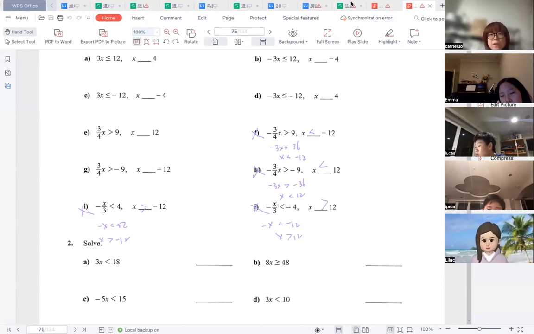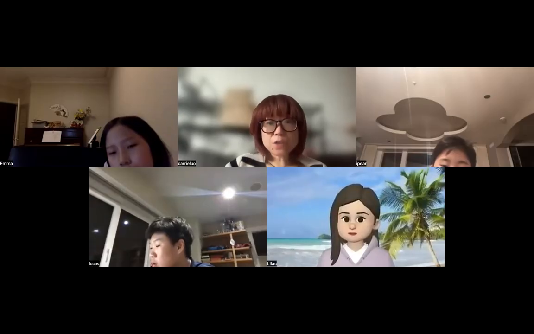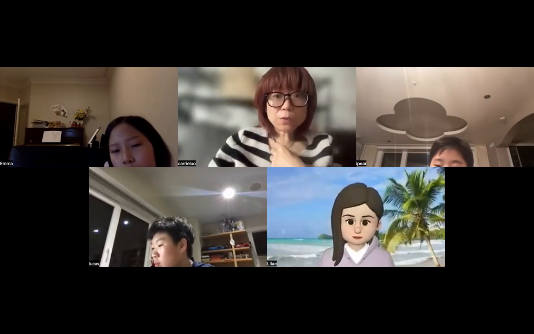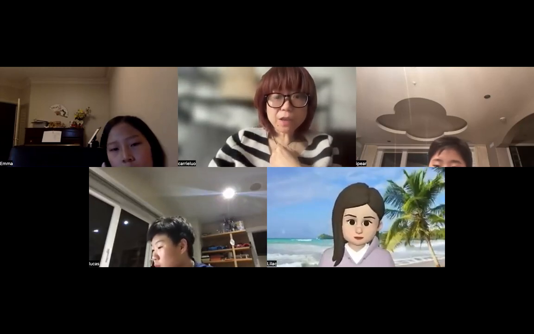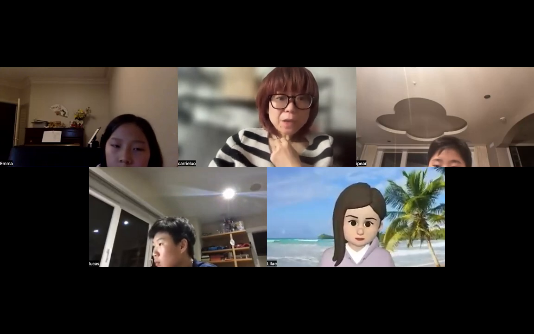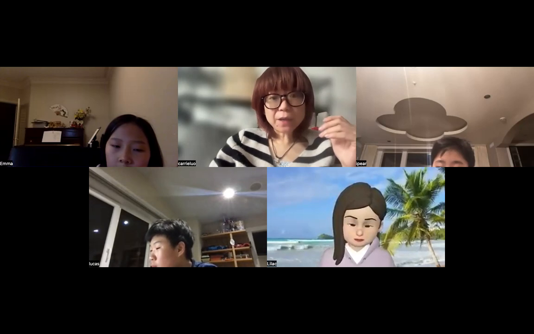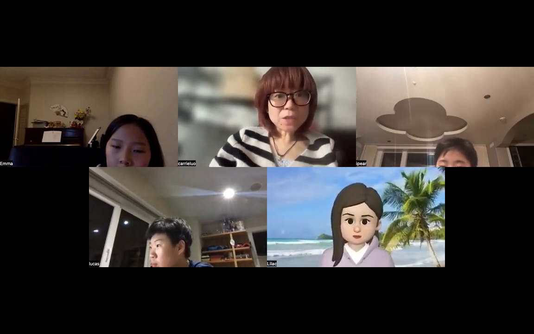Get it, boys and girls? Okay, so this part is very easy to make mistakes. Emma, right? It's very easy to make mistakes, right? Okay, when you do it, make sure you understand everything carefully. Okay, so up here, Lilac, remember when you multiply or divide by a negative, you need to change the sign. That's the most important part. Get it, boys and girls?